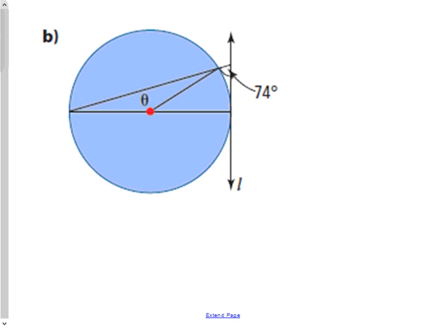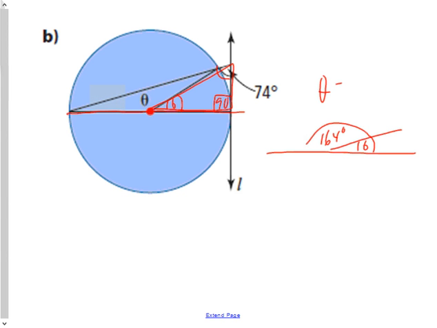Question B, what is the measure of theta here? So, again, it's 90 degrees here. Since 90 plus 74 is the interior angles of this triangle, that is 164. This must be 16 degrees. And since this is a straight line, and this is 16 degrees, this plus this has to equal 180, which makes this one 164 degrees. So theta is 164.